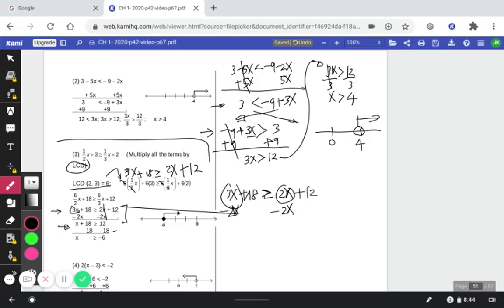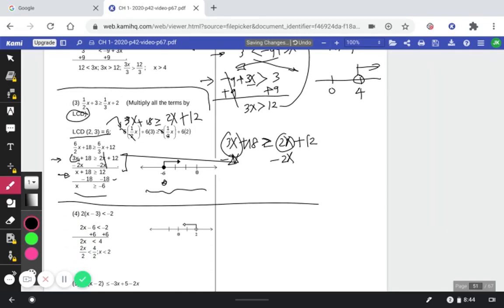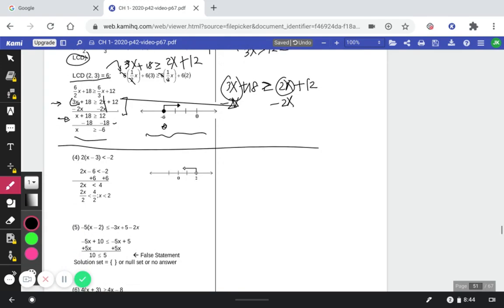Now, can you graph this? Yeah, you identify negative 6, and then you use the closed circle because you have an equal sign under the inequality sign, and then bigger than means right direction. So that's how you graph them. Okay. When you do it step by step, that's easy, right? Yeah.